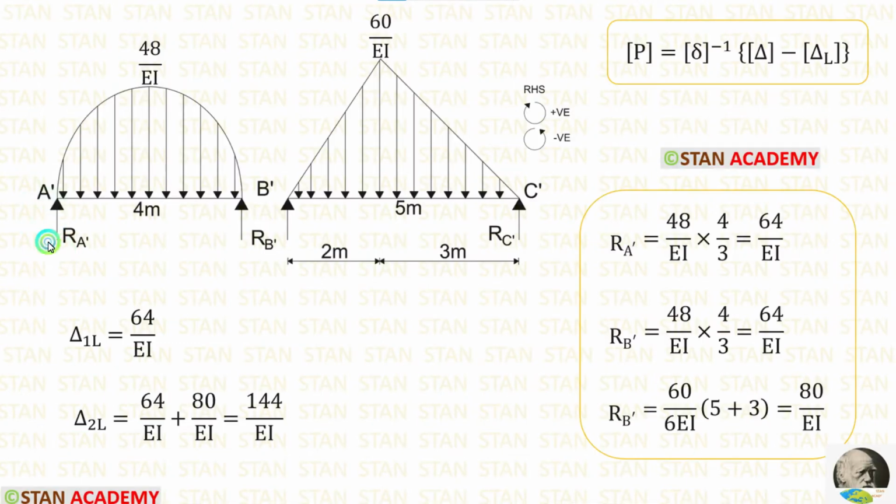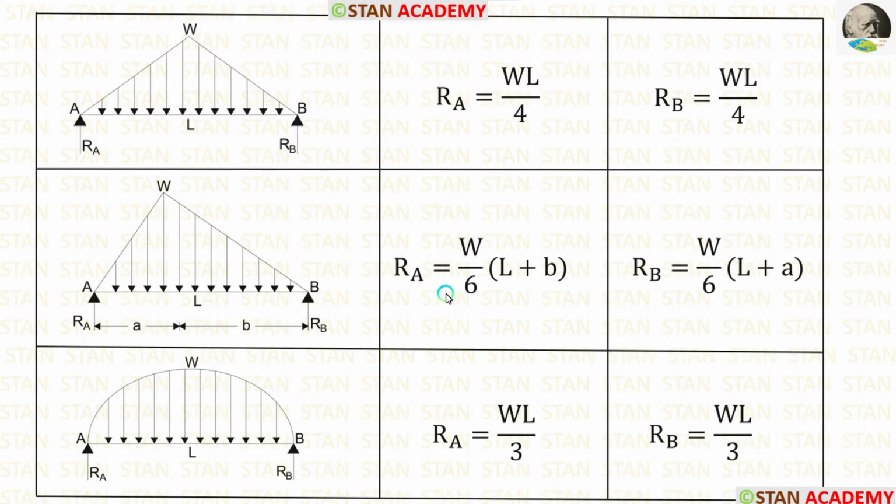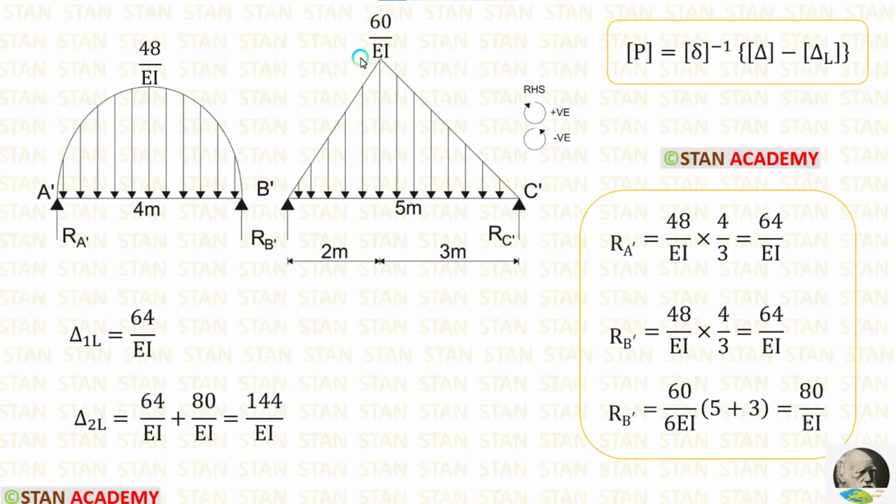Using the formula, let us calculate RA dash and RB dash. Here, W is 48 upon EI, L is 4. When we apply the values inside the formulas, we are getting RA dash and RB dash. Now, let us take this beam. Here, we have to calculate RB dash. The formula is W upon 6 into L plus B. Here W is 60 upon EI, L is 5, B is 3. When we apply the values inside the formula, we are getting 80 upon EI.